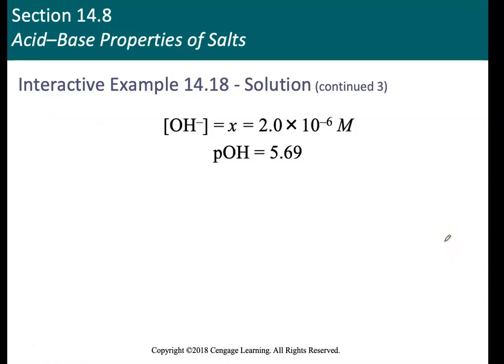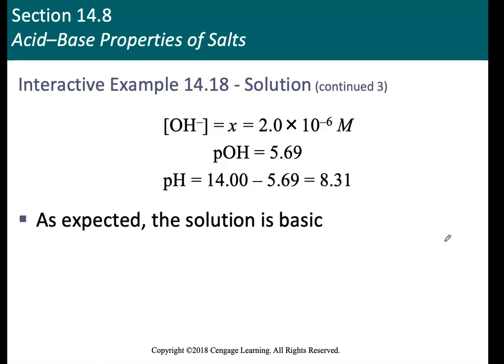So that will be the OH concentration, and you can find the pOH, then you can find the pH by taking the difference, or subtracting it from 14. So as expected, we see now that this salt here, NaF, is essentially basic, and that's what we are talking about. A salt that comes from a weak acid becomes basic.